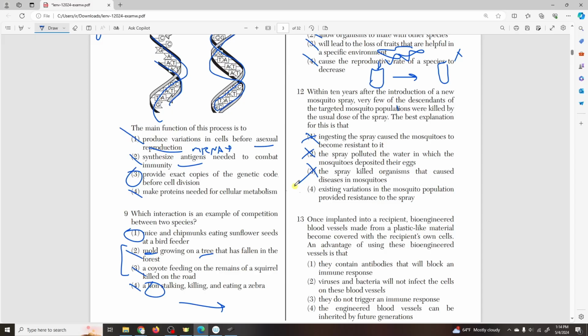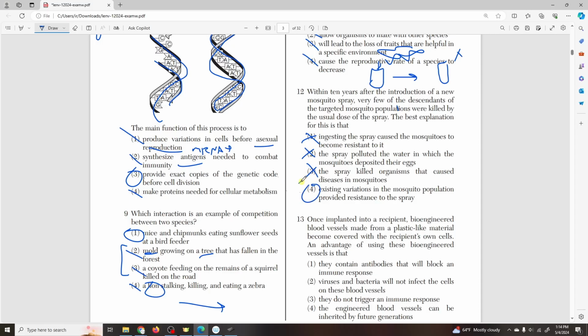It doesn't mean that after 10 years after the spray was used, all of a sudden the mosquito population is greater. The question is not saying that. The question is saying that the mosquitoes themselves are affected way less by the spray when you directly spray them. So it doesn't matter if their population is increased or decreased. What matters is that the mosquitoes themselves are no longer affected by the spray, which leaves us with number 4.